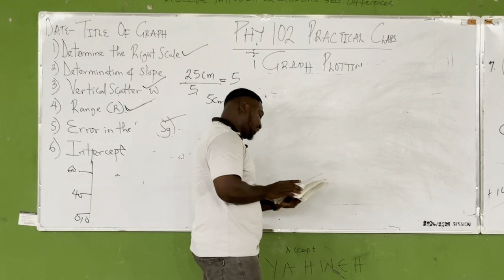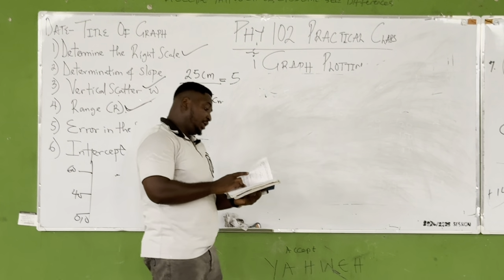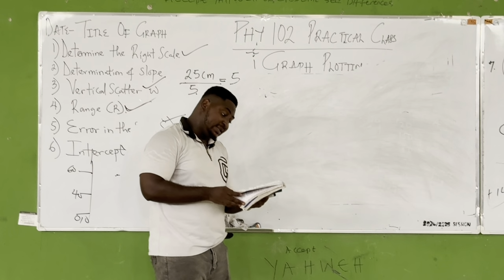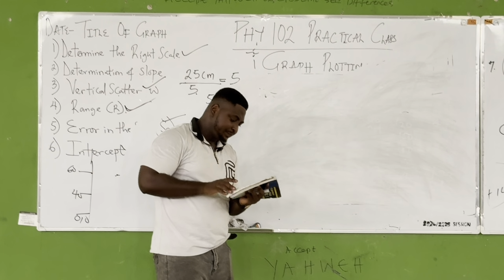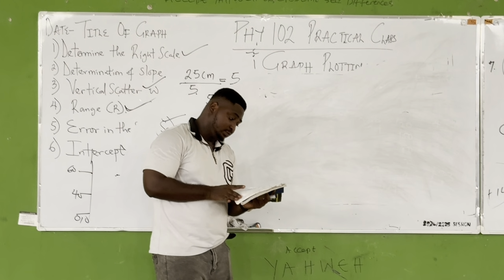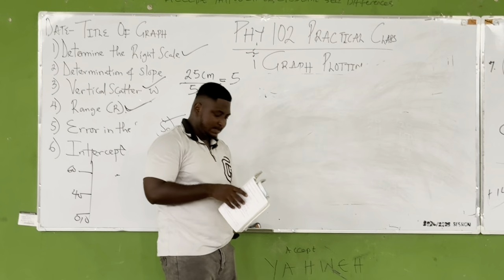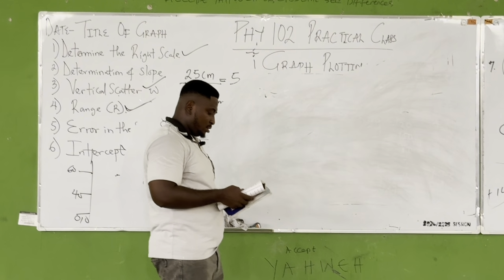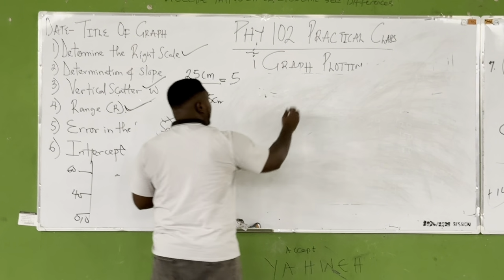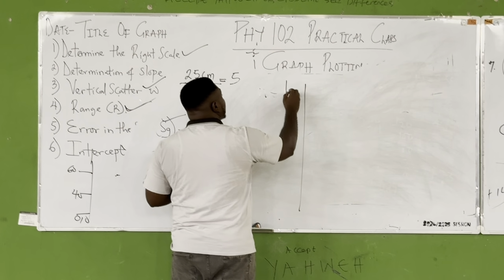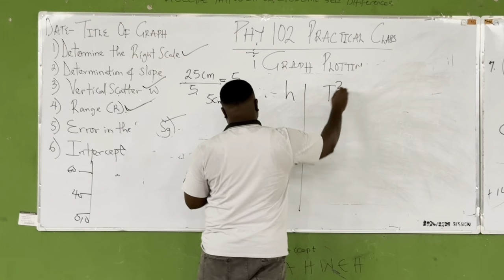Which one shall I use? Let me use this one. This is already a field manual that has been plotted. So we have H and we have T square.